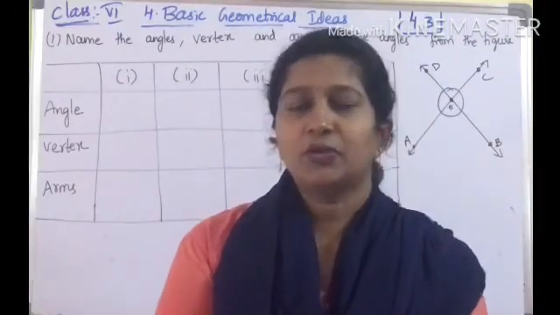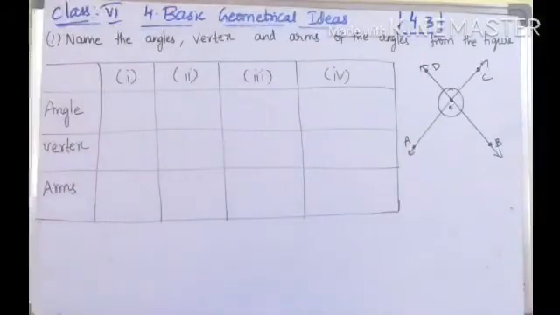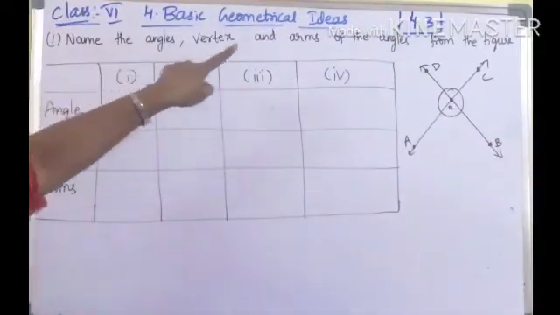In this video I am going to explain you exercise 4.3 of Unit 4, Basic Geometrical Ideas. This exercise is based on angles, children, and about angles I have explained in the previous video. The parts of an angle are vertex and arms. Arms can also be called sides. Here the first question: name the angles, vertex and arms of the angles from the figure.